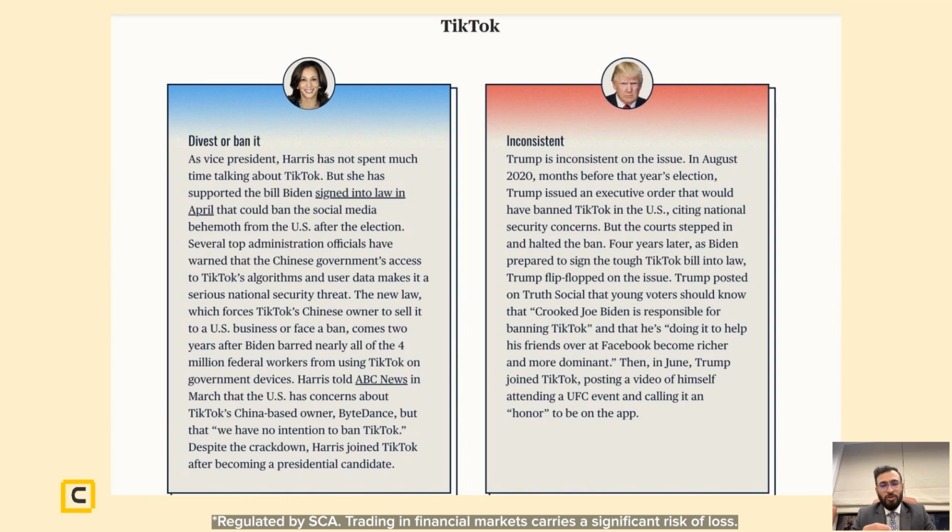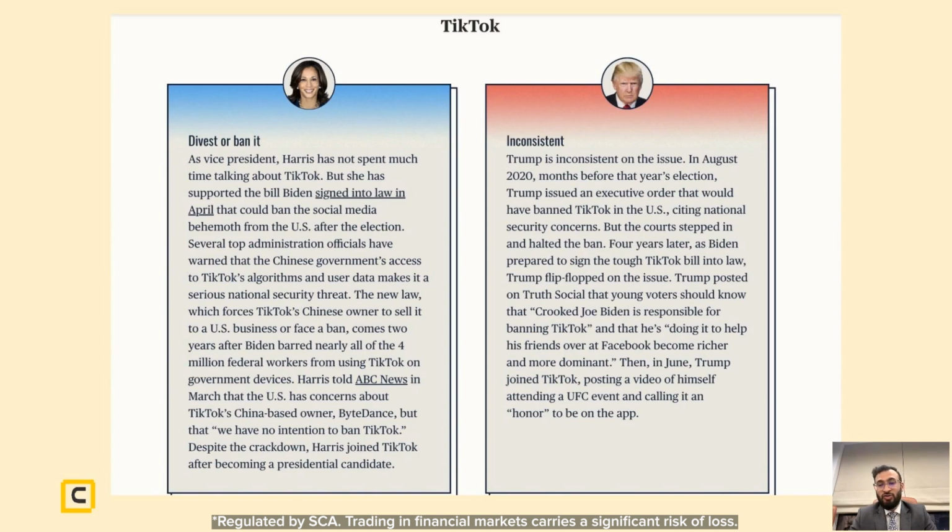So the new law, which forces TikTok's Chinese owner to sell it to a US business or face a ban, comes 2 years after Joe Biden barred nearly all of the 4 million federal workers from using TikTok on government devices. So this is something which has been an important issue. If you see from a wider perspective, you might think, who cares about TikTok? But when it comes to national security, both of them have a stance on banning this company.